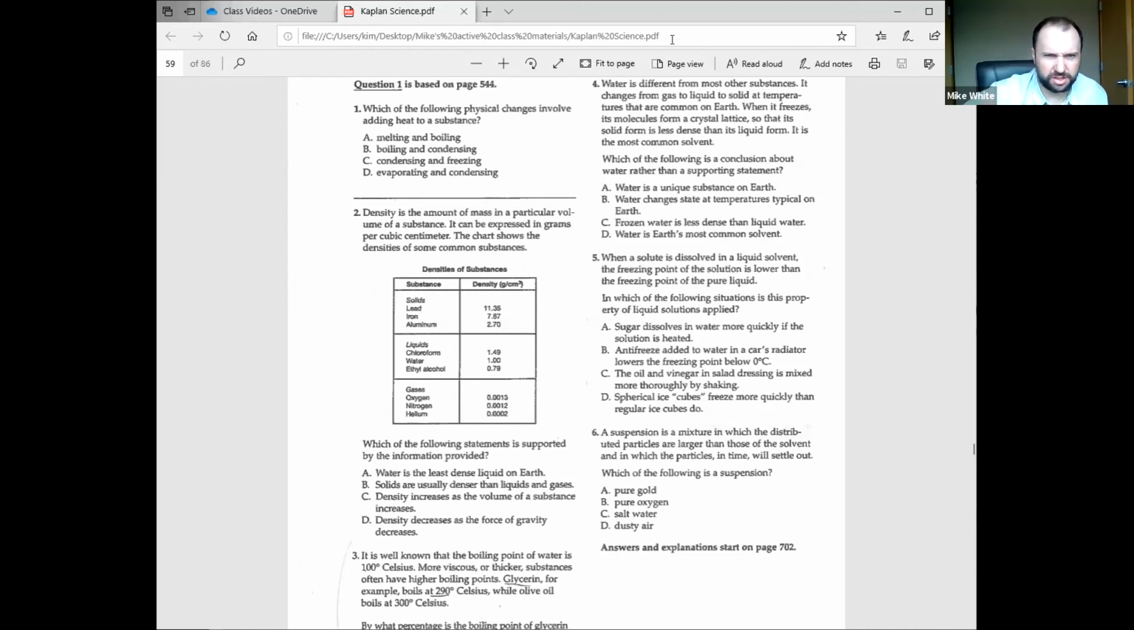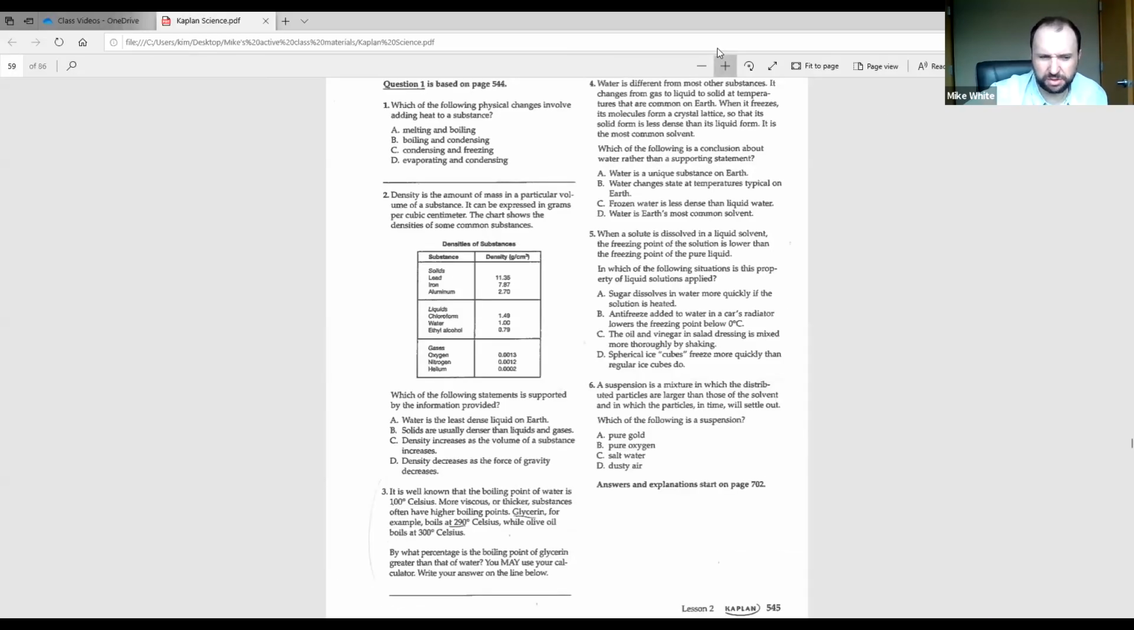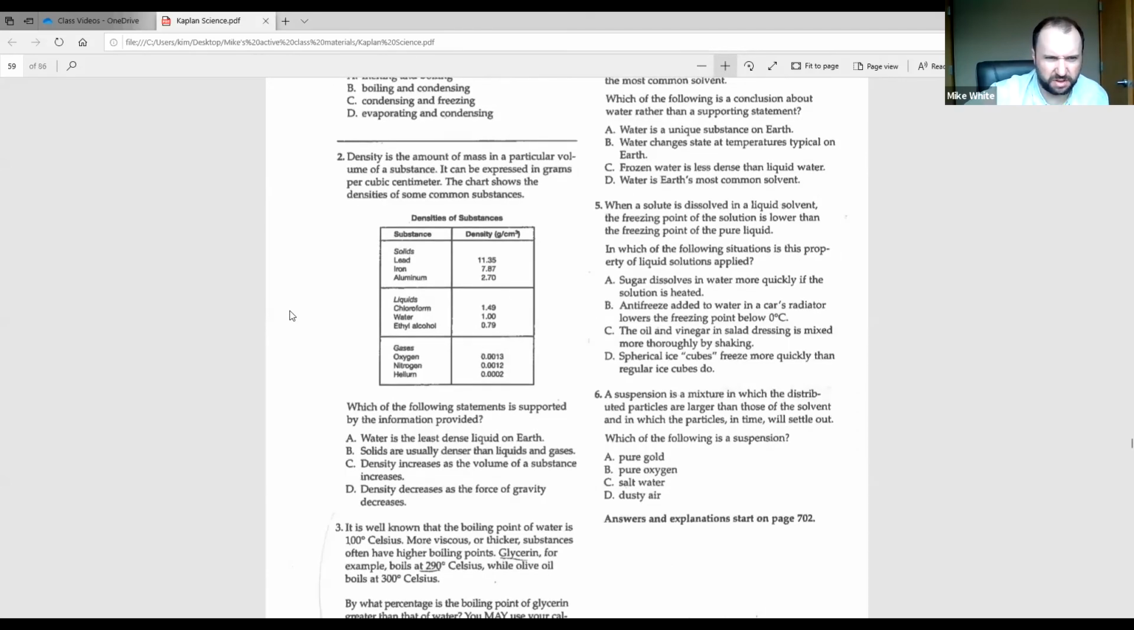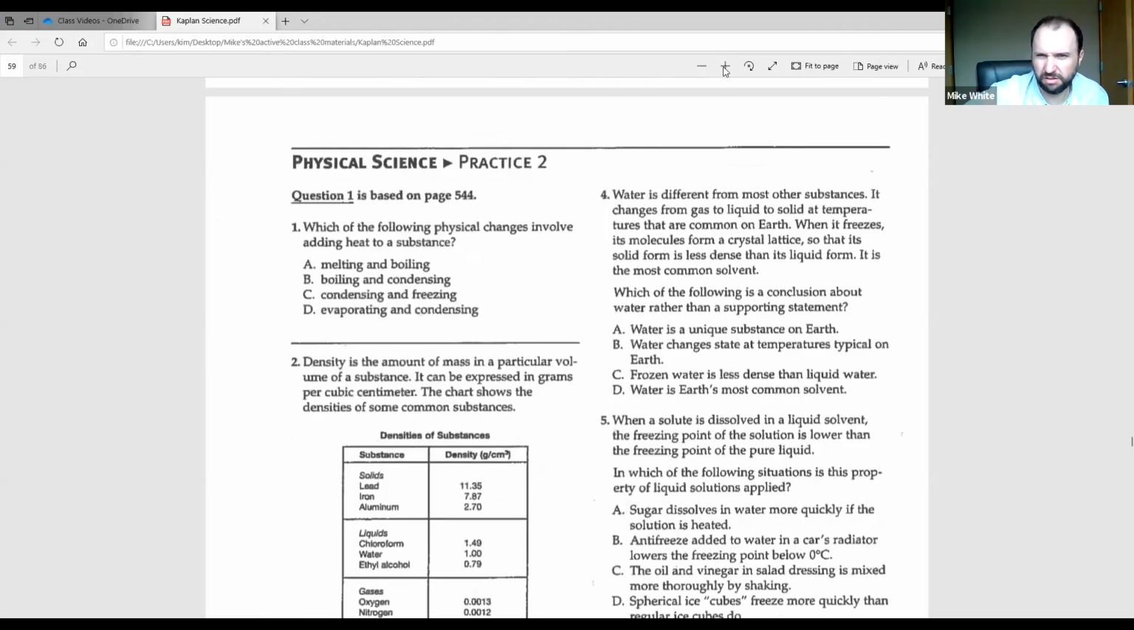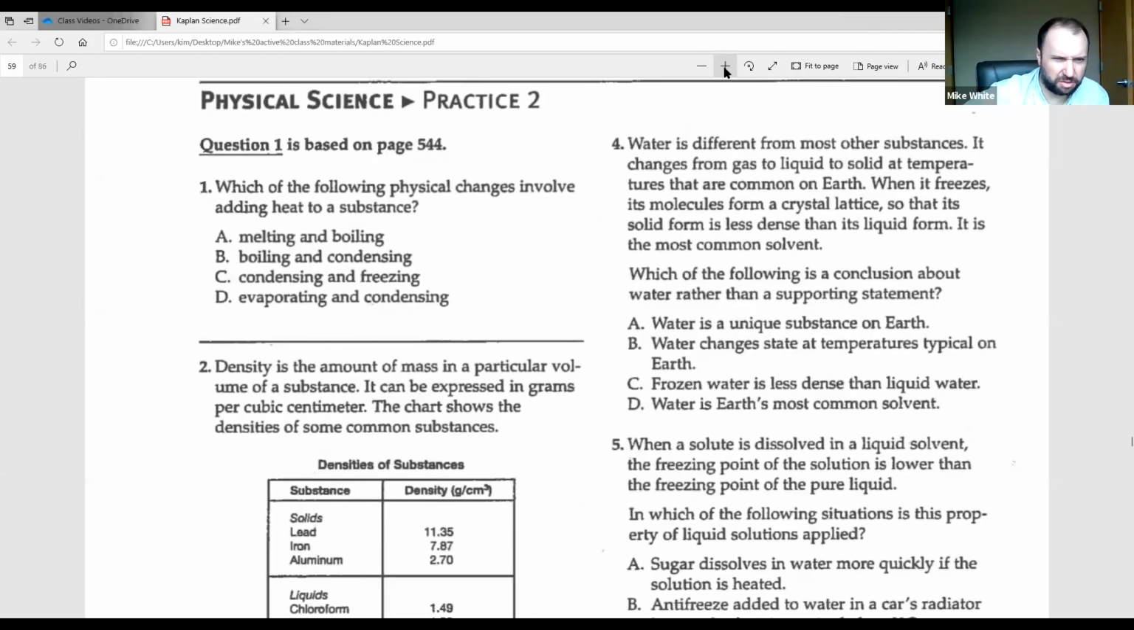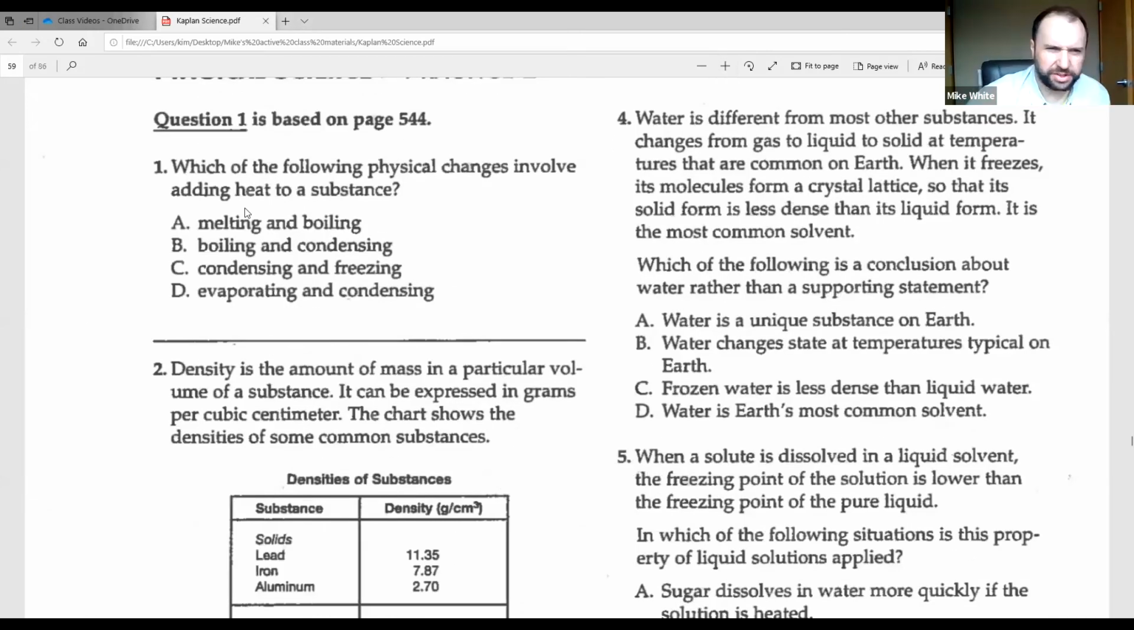All right, so I'll zoom in, and we're just going to do a couple of these because there's a few of these that are pretty dumb, and I don't really like them. But let's just start with number one. So, which of the following physical changes involve adding heat to a substance? So, pretty straightforward, right?